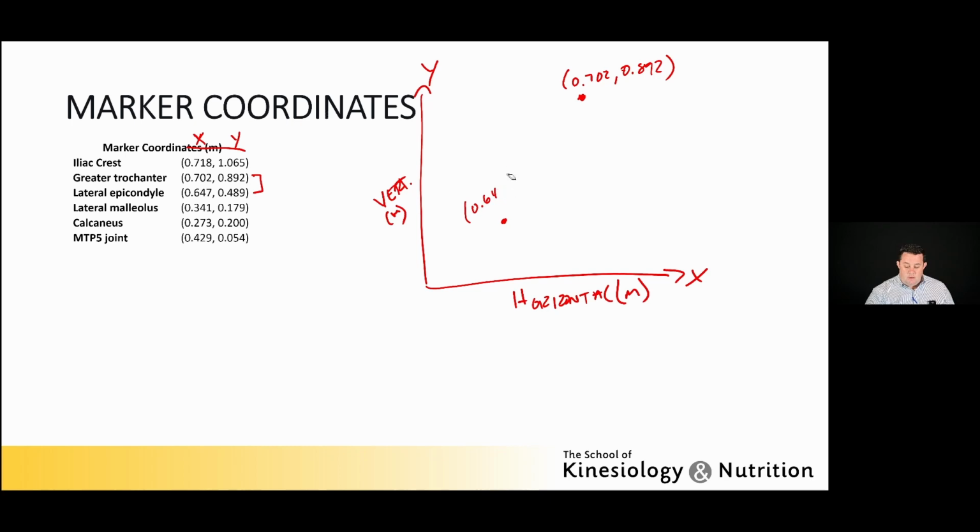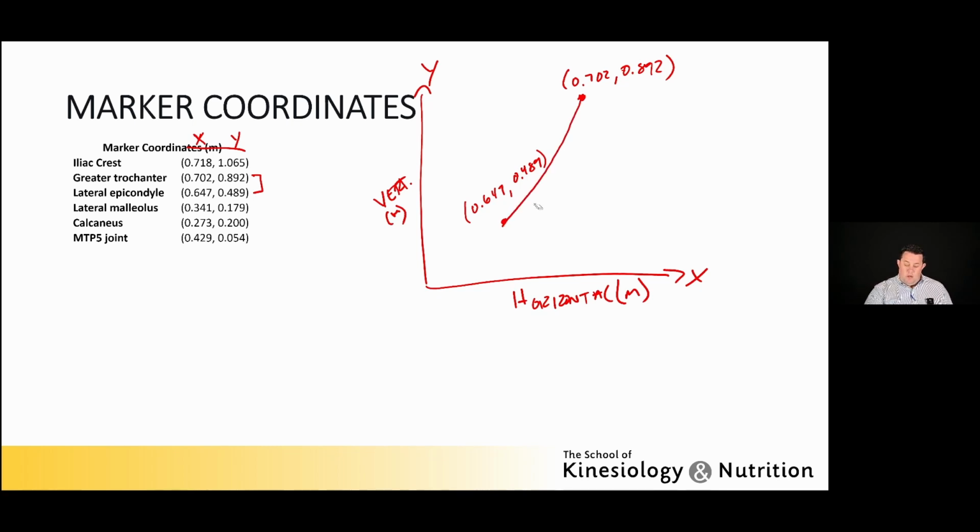0.647 x. Oops, it's not a variable. 0.647 x and 0.489 y. So then the question is, if we're calculating the length of the segment, we first need to make a segment, right? And I hope you can appreciate that all you have to do is draw a line between those two and you get the segment.